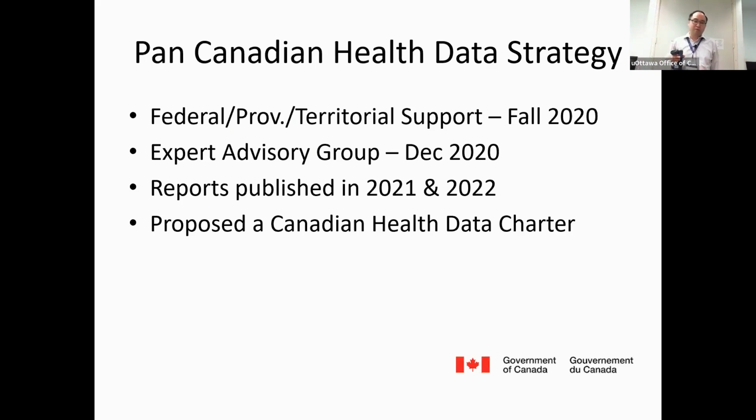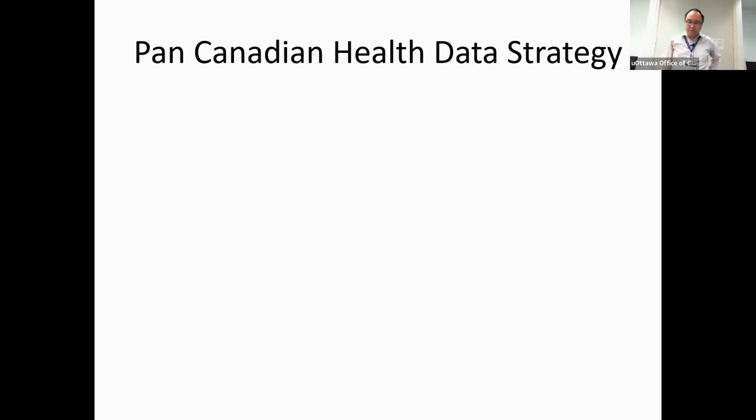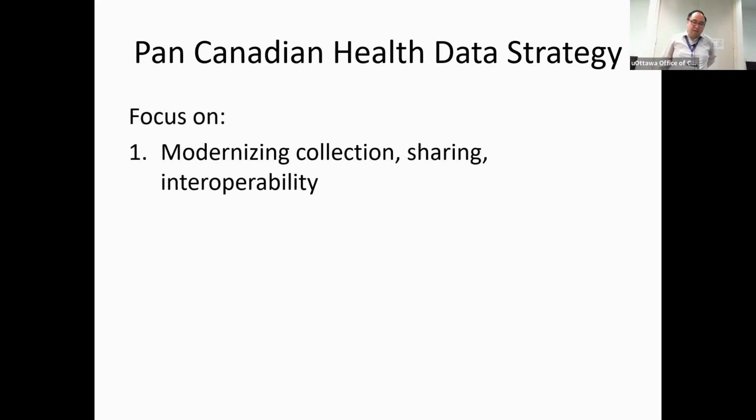So it received basically federal, provincial, and territorial support in the fall. There was an expert advisory group that was formed at Christmas, and they've actually produced already 3 papers. And they have a Canadian health data charter that I think is actually quite useful. And I'll go through it very quickly here. So what does the pan-Canadian health data strategy do? Well, it focuses on modernizing collection, sharing, and interoperability. That's a word that everyone's using, but essentially, how can we build data systems that talk to each other, right? And talk to each other in an automated way, not in a forced kind of way.